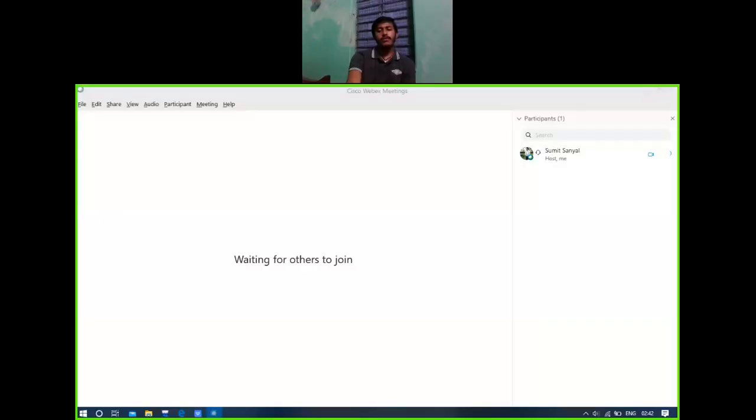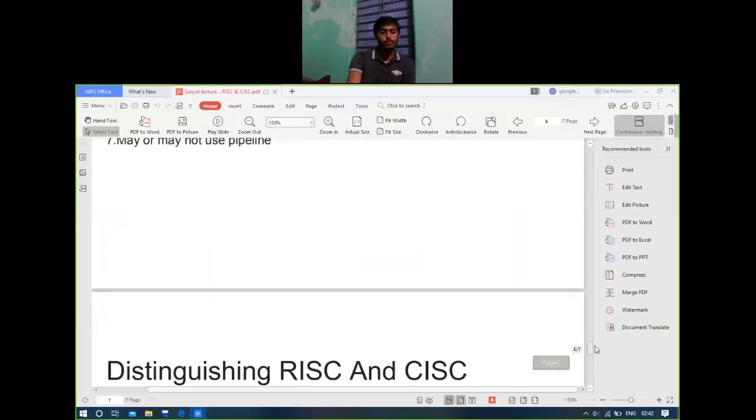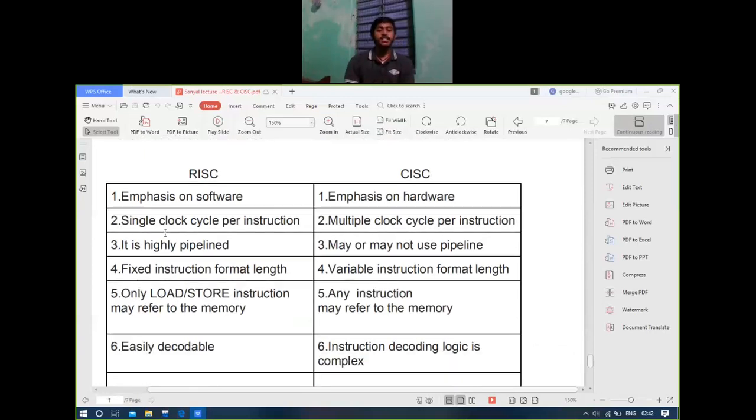Now we are going to focus on the RISC and CISC architecture difference. So what does the difference deal with? The RISC and CISC architecture distinguishing factors are many of the points we have discussed earlier. These are not much new. Now the RISC architecture emphasizes software, while the CISC architecture emphasizes mainly hardware. The RISC architecture, as usual, we know, uses a single clock cycle per instruction, while the CISC architecture uses multiple clock cycles per instruction. The RISC architecture is highly pipelined. Yes, it's true. But the CISC architecture may or may not use pipeline.